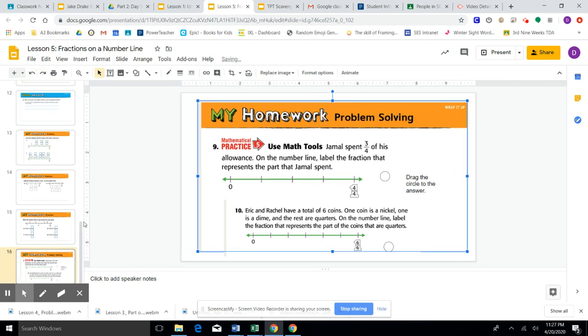Okay, if you have any questions, please email your teacher to let them know your questions. And then after this slide, I'll have some IXL practice for you to practice fractions on a number line. So you'll do your homework slides and then also practice your IXL fractions on a number line.